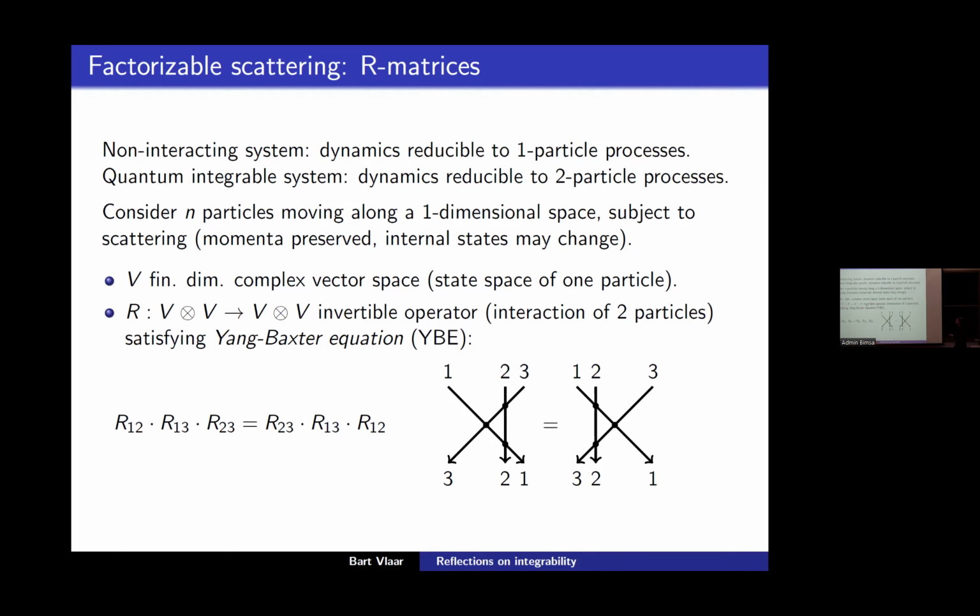And so what you then expect is that if you have 3 particles coming together, you want to be able to factorize this into 3 two-particle processes, which can be done in 2 different ways. For instance, on the left-hand side, first the second and the third particle interact, then the first and the third, and then the first and the second. So it's the left-hand side of this equation. And here's the other factorization, on the right-hand side. Okay, so this is called the Yang-Baxter equation. This is kind of the key equation in quantum integrability.